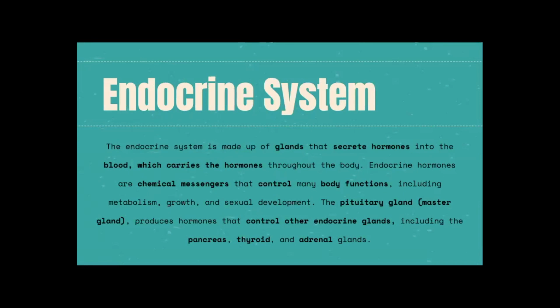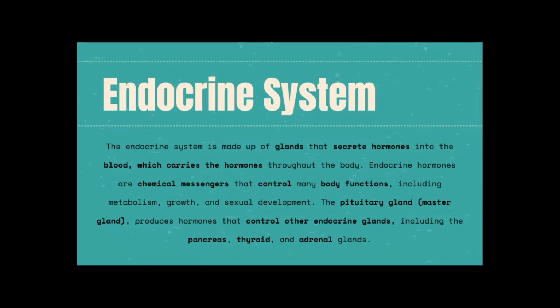So the endocrine system is made up of glands that secrete hormones into the blood, and the blood carries the hormones throughout the body. The endocrine hormones are chemical messengers that control many body functions, including metabolism, growth, and sexual development. The pituitary gland, or the master gland, produces hormones that control other endocrine glands, including the pancreas, thyroid, and adrenal glands.